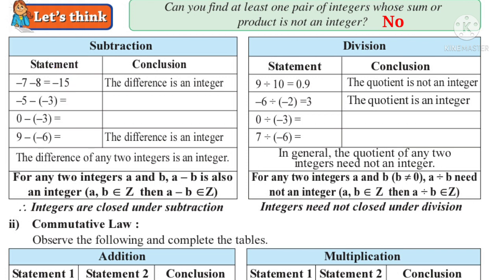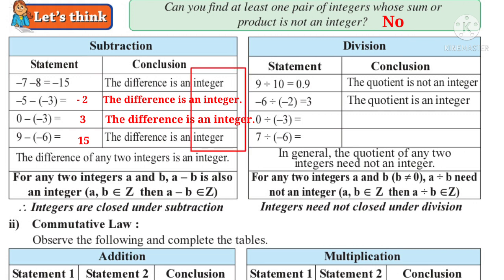Take minus 5 and minus 3, two different integers, and put subtraction in between them, that is minus 5 minus of minus 3 is equal to minus 5 plus 3, which gives minus 2, again an integer. Now 0 minus of minus 3 is equal to 0 plus 3, that is equal to 3, again an integer. Now 9 minus of minus 6, that is equal to 9 plus 6, which is equal to 15, again an integer. So here observe that all the results, the differences, are again integers.